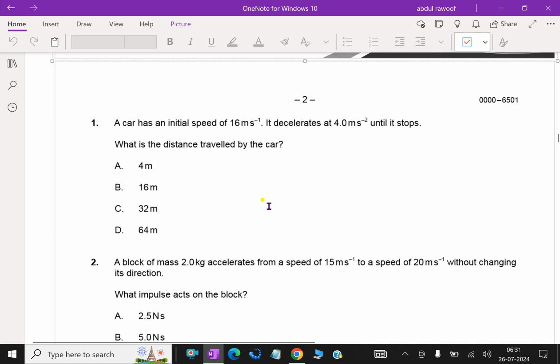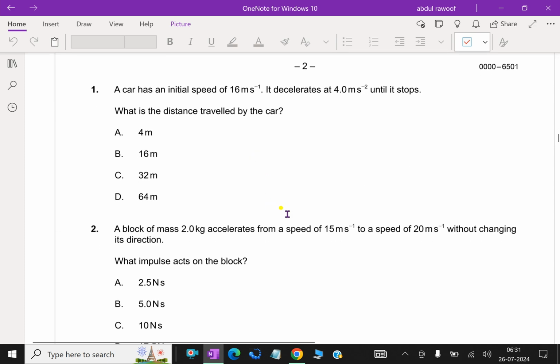Look at this. A car has an initial speed of 16 meter per second. It decelerates at 4 meter per second squared until it stops. What is the distance traveled by the car?